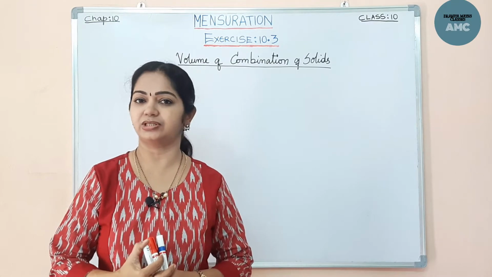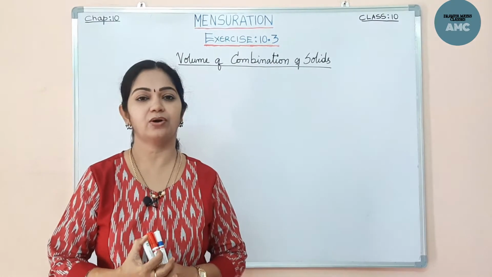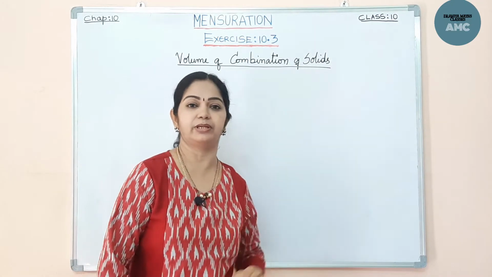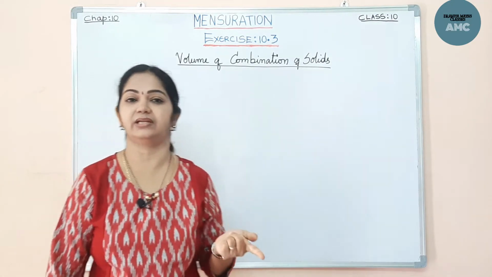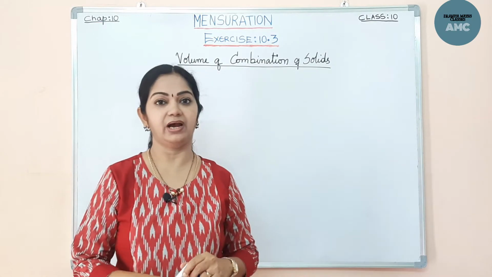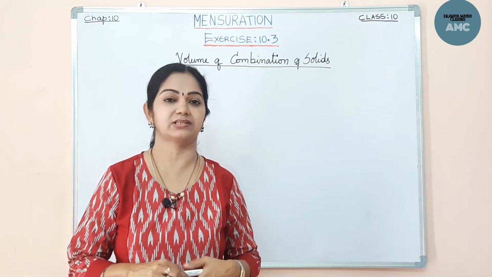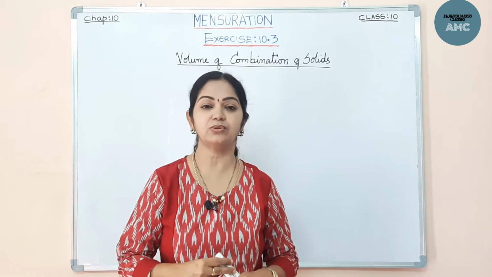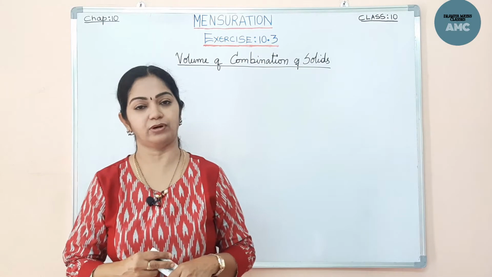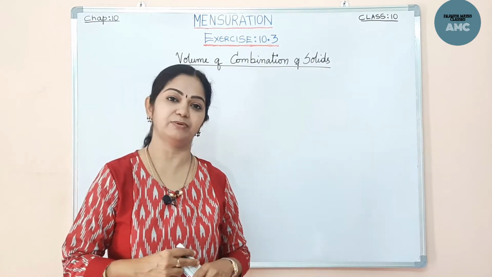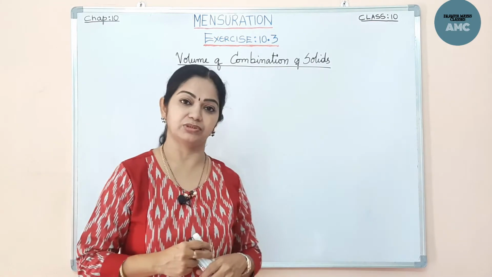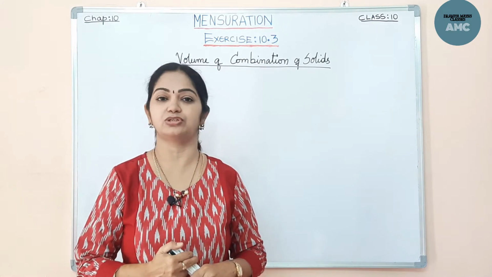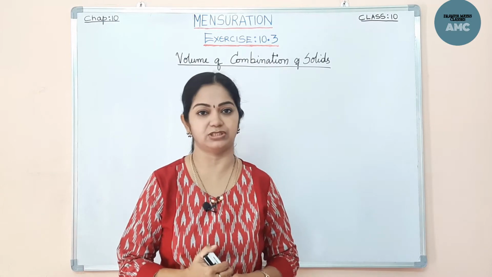In this video session, we are going to talk about the volumes involved in the combination of the solids. Although we have studied in our previous sessions regarding the cube, cuboids, sphere, hemisphere, cone and cylinders. We have also discussed the surface areas and the volumes, and we have done quite many problems regarding those in exercises 10.1 and 10.2. Those who have not watched those previous videos, do watch them and proceed to this video.